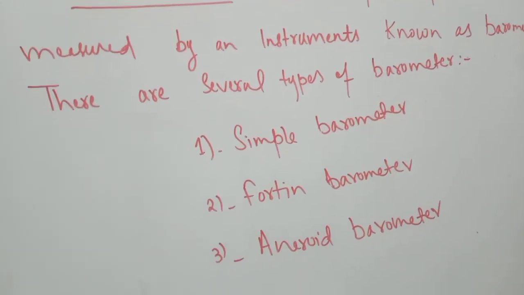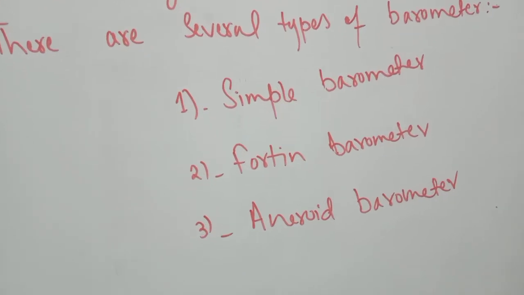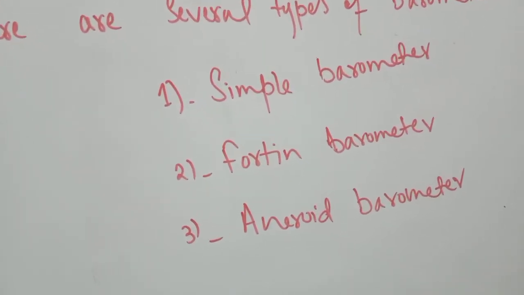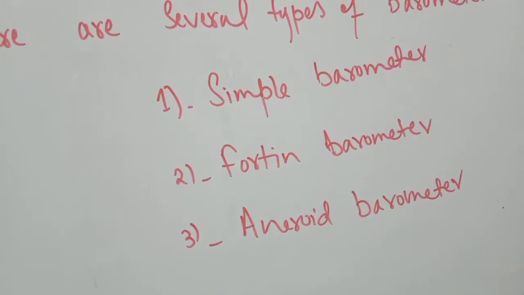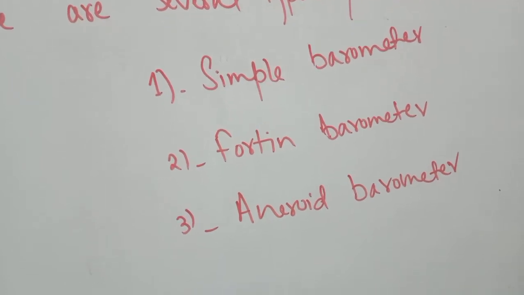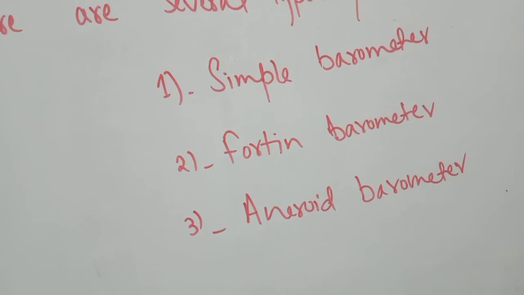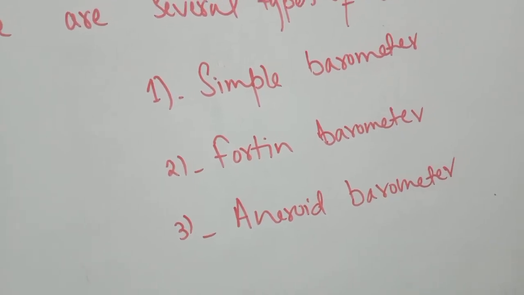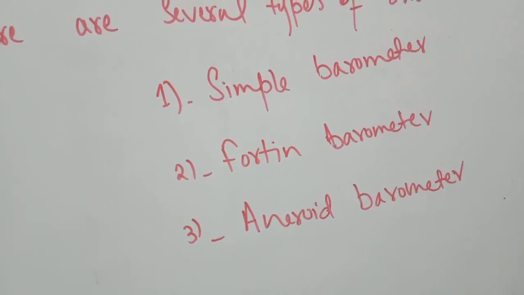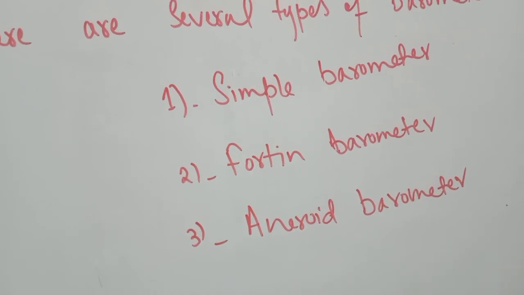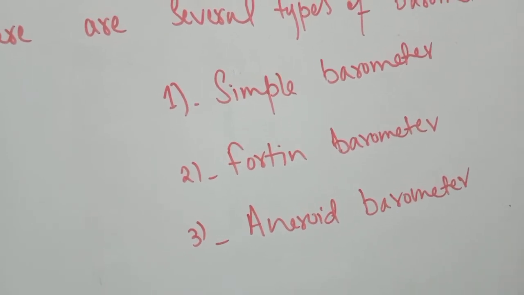And obviously different varieties and types of barometers are in practice. The first is named the simple barometer, which is also known as the mercury barometer. The second category is the Fortin barometer, and the third one is the advanced, modernized type of atmospheric pressure measurement instrument, named the aneroid barometer. So let's take a look at the simple barometer.